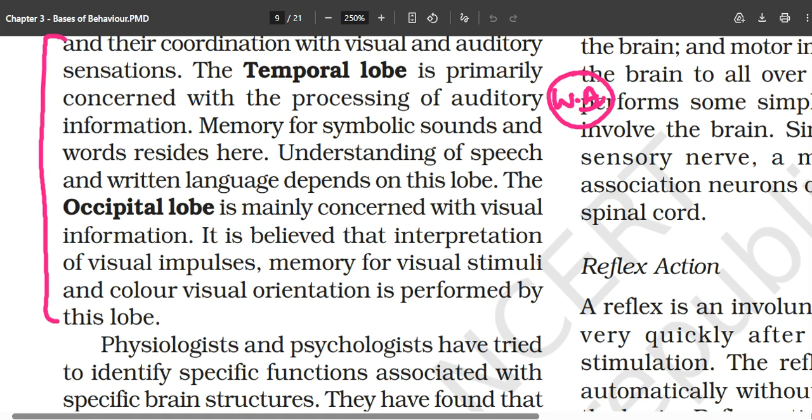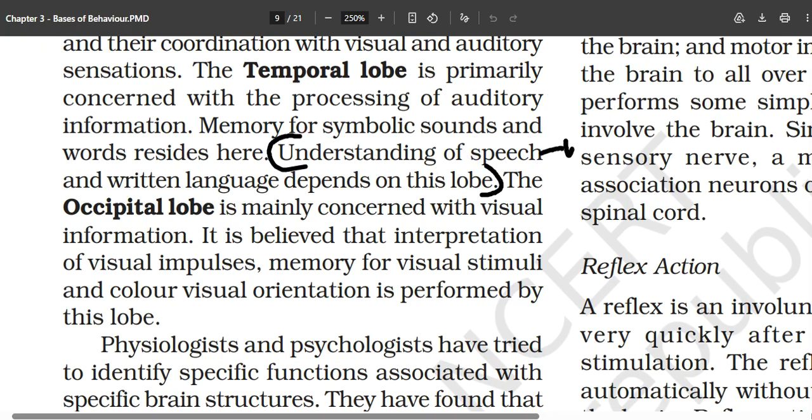Okay, it is doing its function properly, because understanding of speech, and as you can listen to what I am saying and are able to comprehend, why? Because your Wernicke's area is also performing nicely. Okay, now understanding of speech and written language depends on this lobe. This line is talking about Wernicke's area, described by Carl Wernicke long back. Okay, now this is very basic.